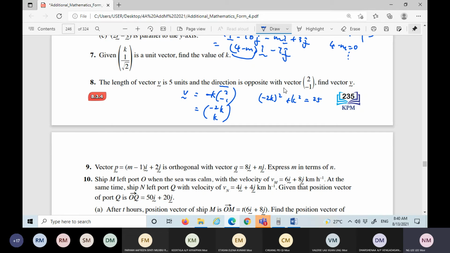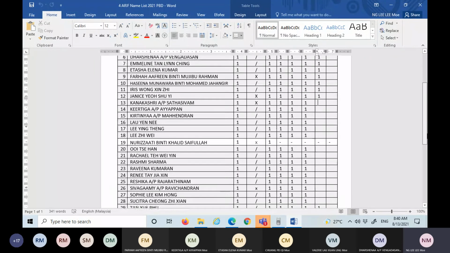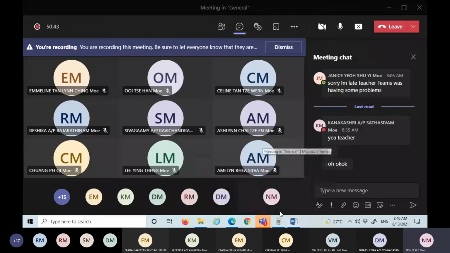Let us see number 9. What's the meaning of orthogonal? Anyone want to try? Start from Kanagastri. Before Kanagastri, you all no need to try. Cheryl, you already got the 1 mark. Anyone to try? What's the meaning of orthogonal?